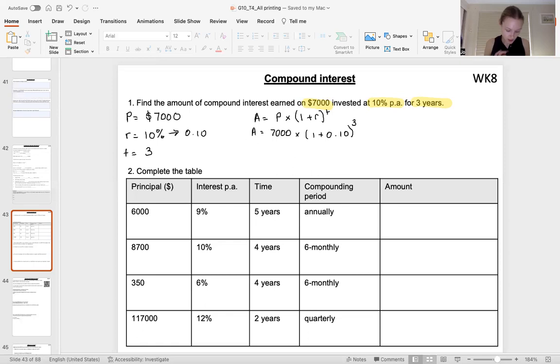7,000 times, open bracket, 1 plus 0.10, close bracket. And remember, over on the left-hand side, you'll have A with a little 2 above it and then A with a B above it. I'm going to click A with the B above it and click 3. I get 9,317.